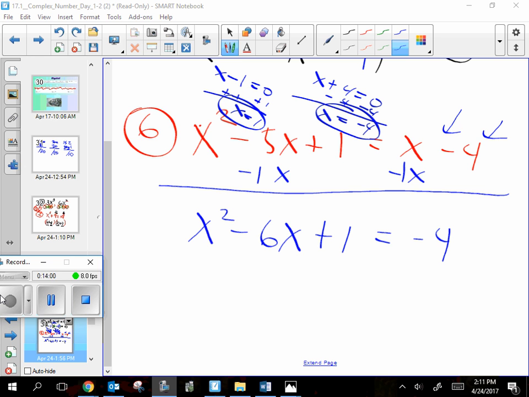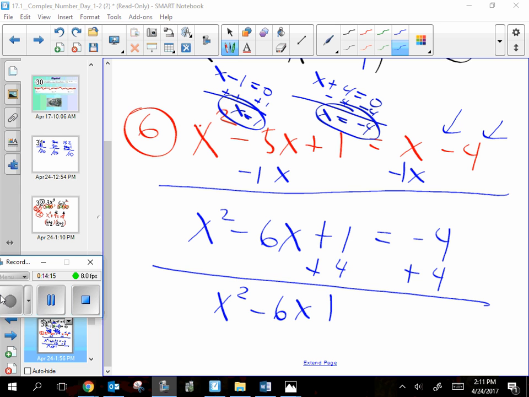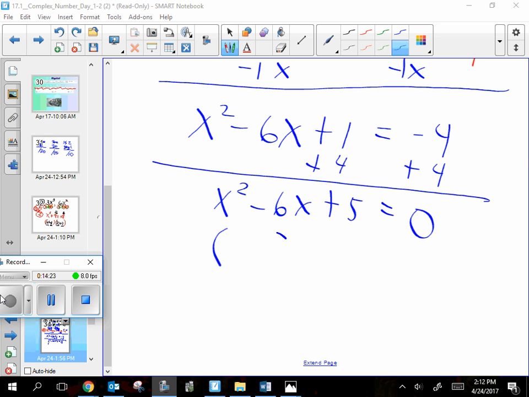What's got to happen next? Yes, sir. You add 4. Or you subtract the negative 4, which does the same thing as adding 4. Then, why can I tell that I'm ready to factor? Because it equals 0. Then I'm going to put it in 2 sets of parentheses.